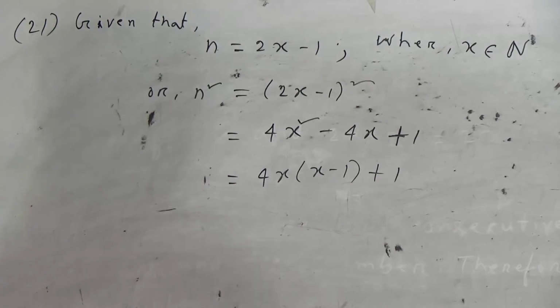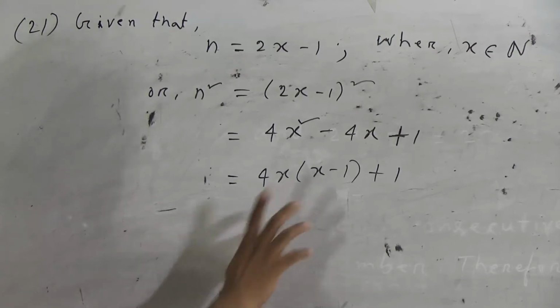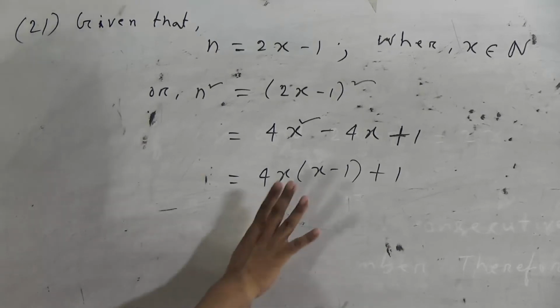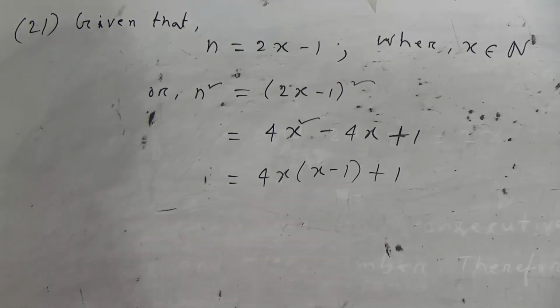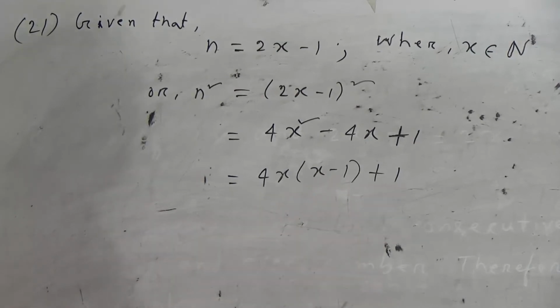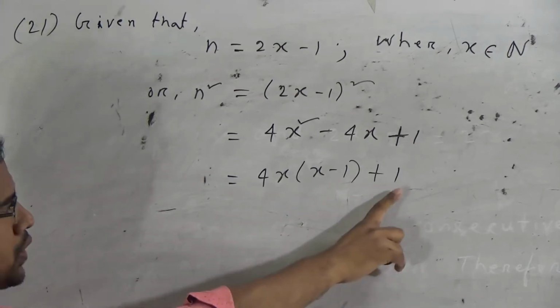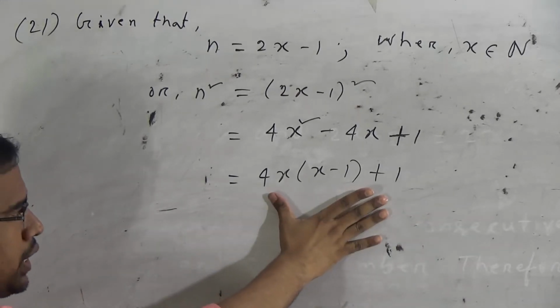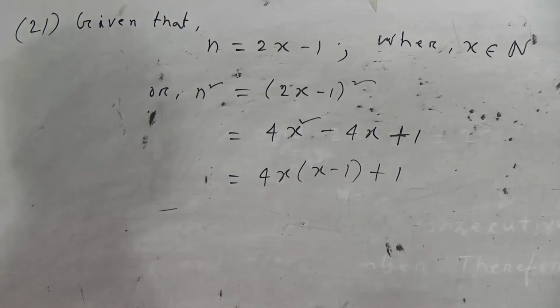Dear students, here x and x minus 1 are two consecutive integers, so the value of x into x minus 1 will be an even number. That means x into x minus 1 will be divisible by 2, so that 4x into x minus 1 will be divisible by 8. But here another extra 1 exists. That means if we divide this by 8, then 1 will come as remainder.